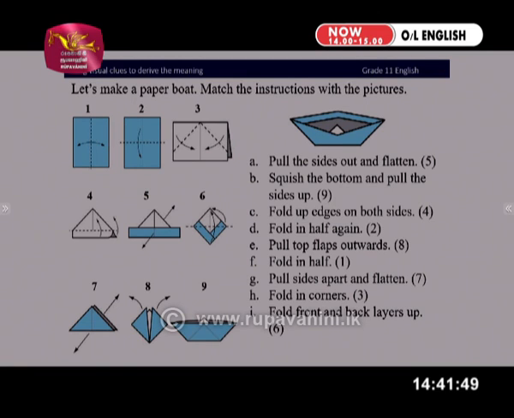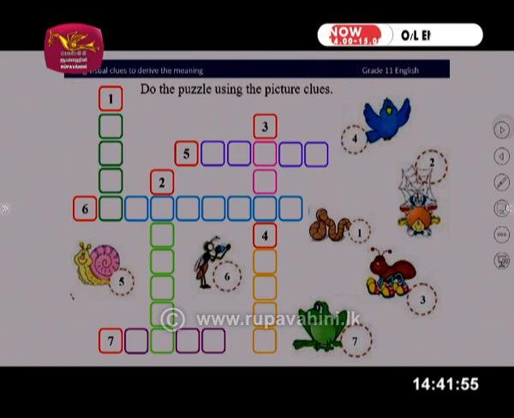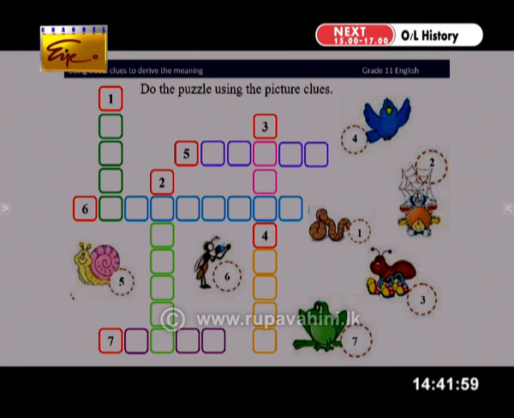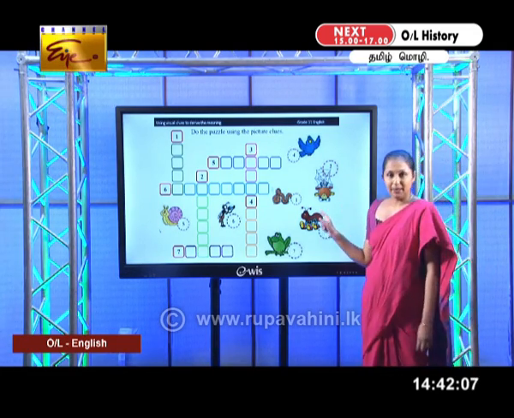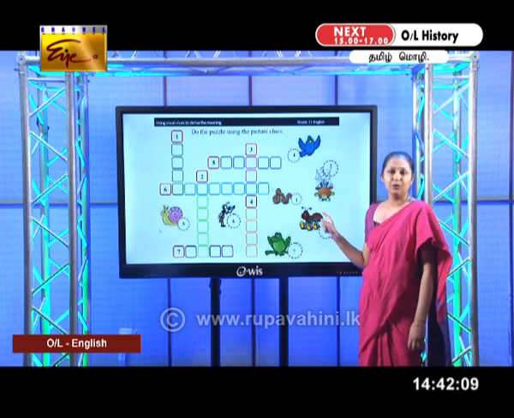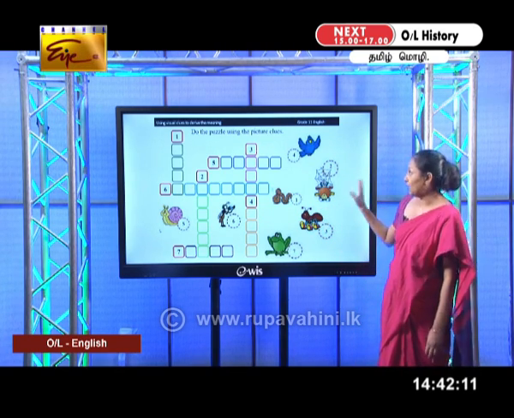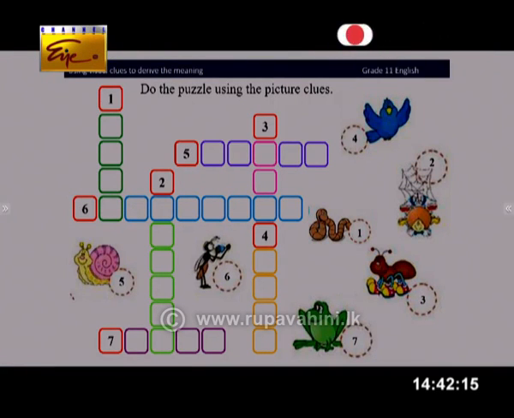Now I am going to show you another different kind of activity. I know you will enjoy this activity a lot. Now in this slide, I have given you a puzzle. I know we all love puzzles. Don't you? Yes, but in my puzzle, I have not given you written clues. You only have picture clues. You need to use these picture clues to complete this puzzle.